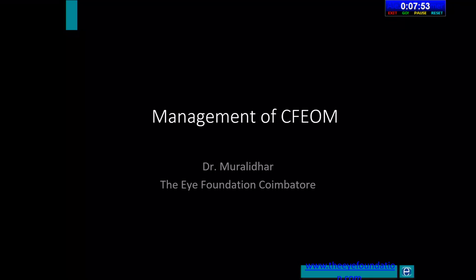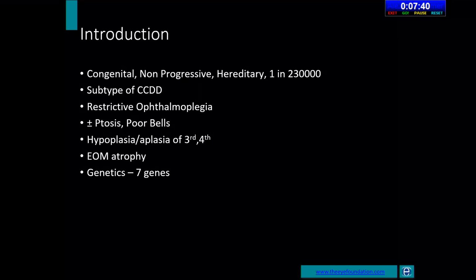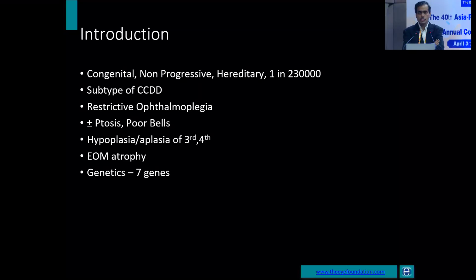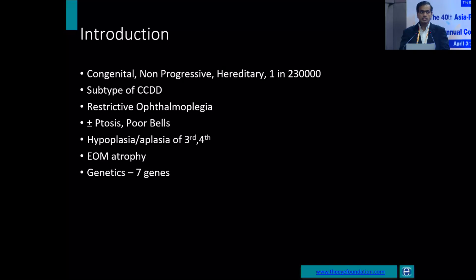So I'll be talking on the management of congenital fibrosis of the extraocular muscles. Congenital fibrosis of the extraocular muscle is a hereditary, non-progressive disease causing restrictive ophthalmoplegia. It's a subset of the congenital cranial dysinnervation disorders. Ptosis is a variable component, often present, characterized by poor Bell's.